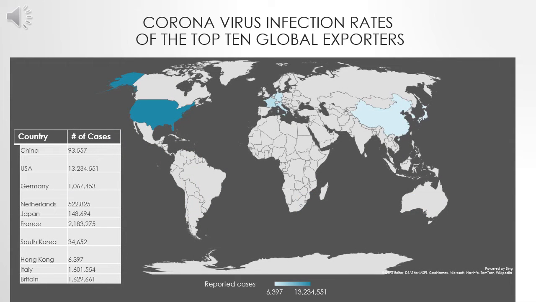Coronavirus infection rates of the top 10 global exporters, as far as we know. China has 93,557 cases. The USA has 13,234,551 cases. Germany has 1,067,453 cases. Netherlands has 522,825 cases.